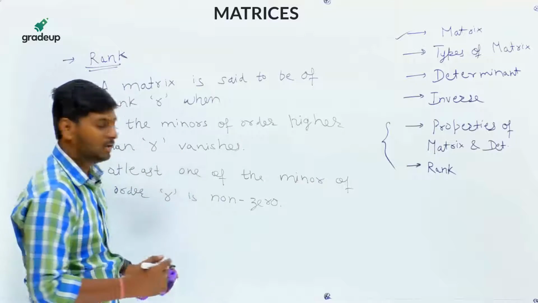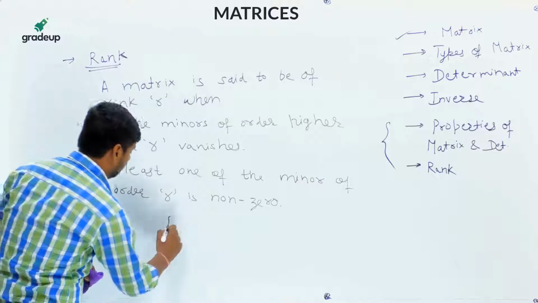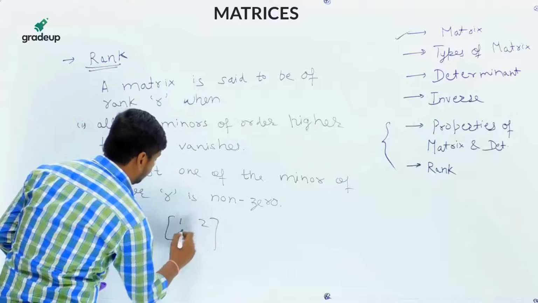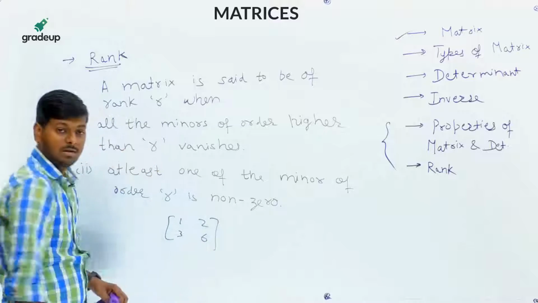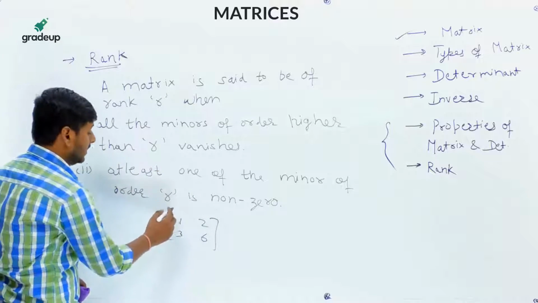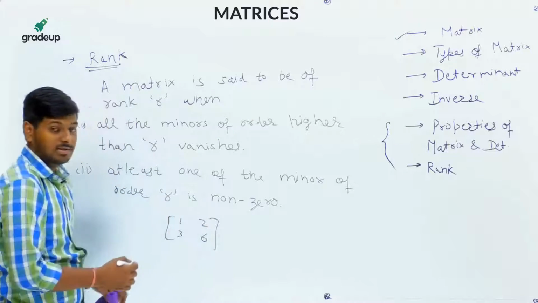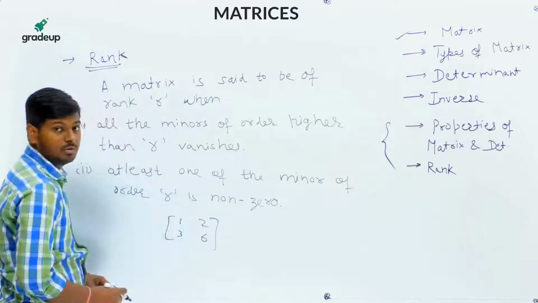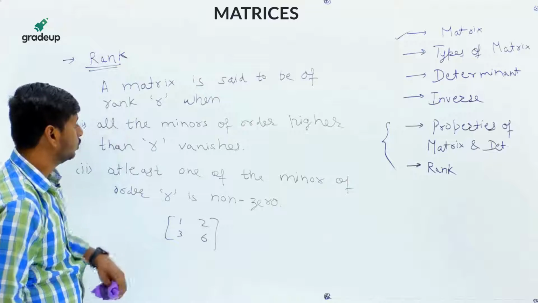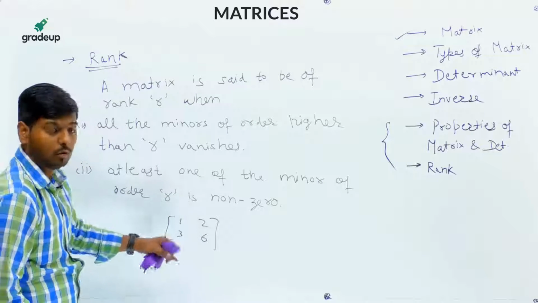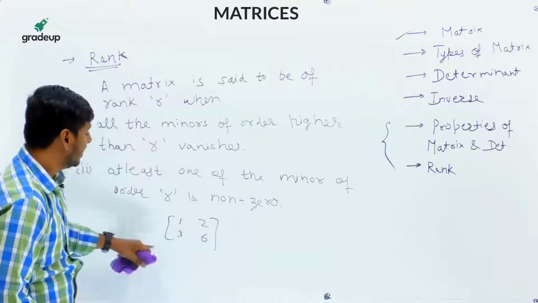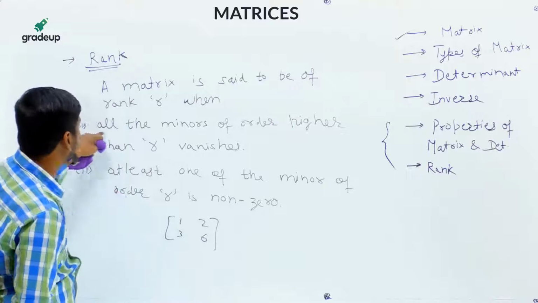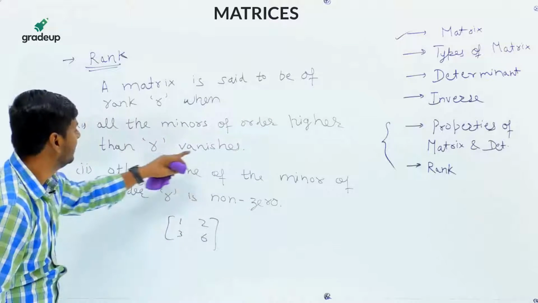Suppose a 2 cross 2 matrix is 1, 2, 3 and 6. Now we will determine the determinant of this matrix. The determinant of this matrix is 6 minus 6, that is equal to 0. So the minor of order 2, 2 cross 2, is 0.